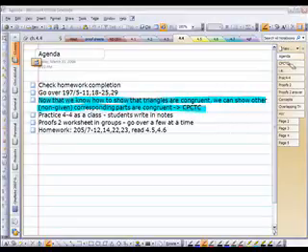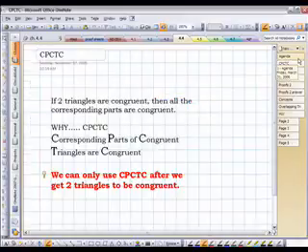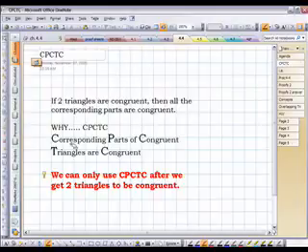So here again is the definition of this. If the triangles are congruent, then all the corresponding parts are congruent. Again, corresponding parts of congruent triangles are congruent. You can only use CPCTC as a reason in a proof after you get the two triangles to be congruent, so that's your first thing.